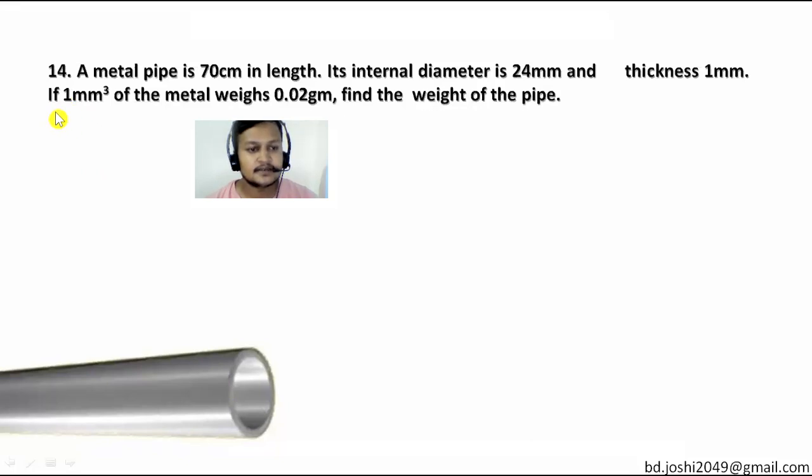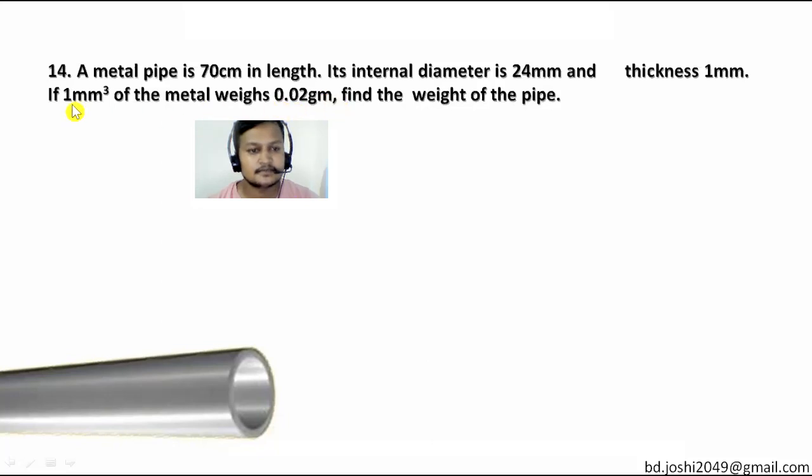Similarly, one another thing given to us is that 1 cube of metal weighs 0.02 gram. For the pipe, for a volume of 1 cube, its weight is 0.02 gram. Find the weight of the pipe. So at first we have to find out the total volume of this hollow cylinder, and after finding total volume of the hollow cylinder, multiply it by 0.02 gram because 1 cube is equal to 0.02 gram.